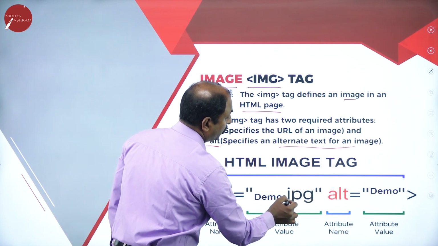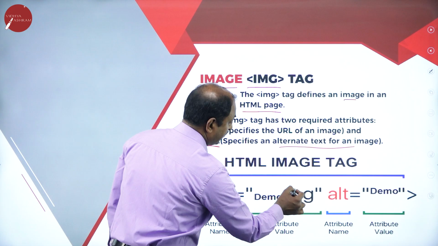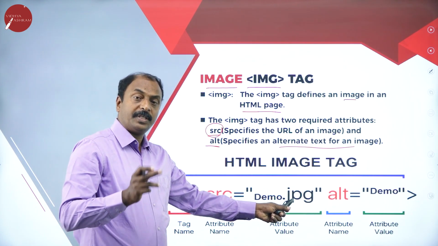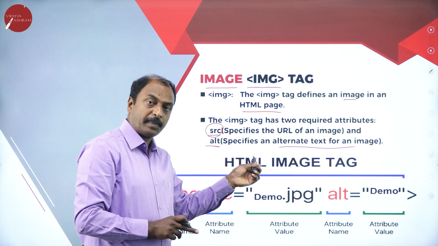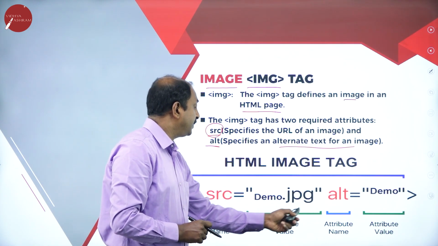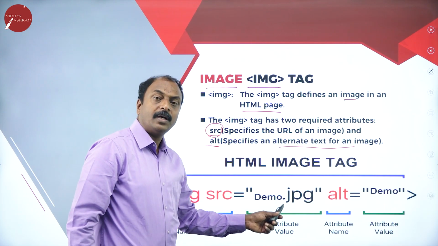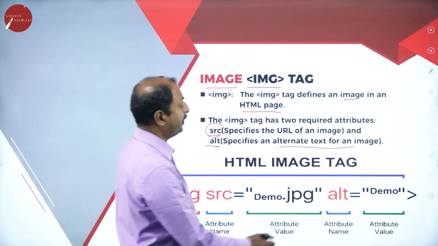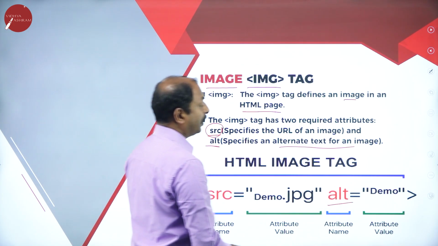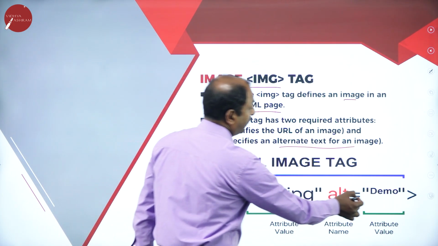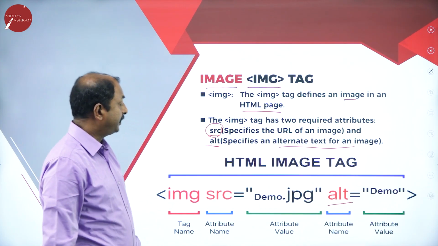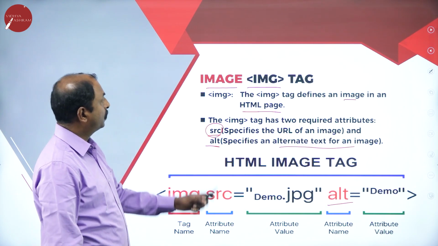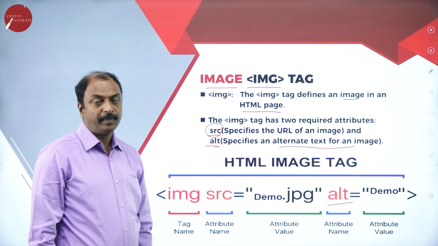So here demo.jpg, in this example, is the value of the attribute, or the file we are going to insert into our HTML document. Here we have to write the file name or image name along with the exact location or exact path. Then alt is another attribute, it stands for alternative text. Then here demo. So a particular image will be inserted into your HTML document through the img tag, or image tag.